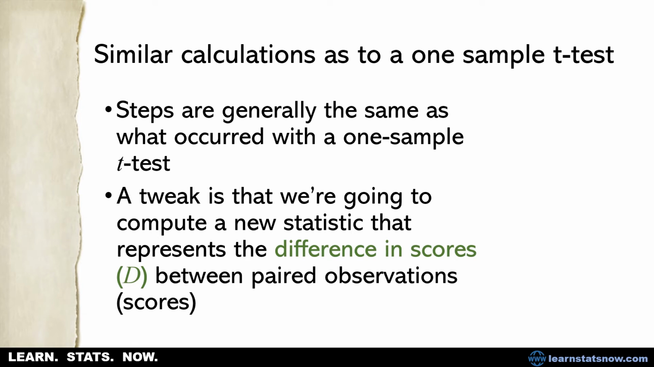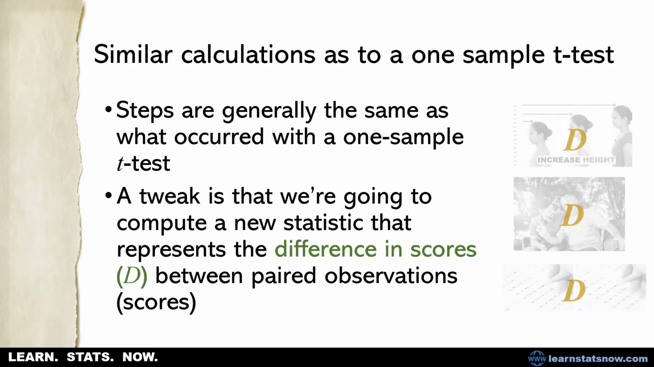So it's a tweak, and the tweak is that we create the D-score. It's called the difference in scores. D stands for difference, and it's just the difference between paired observations of scores. So this is going to be similar to a one sample t-test. Now let's take a look at how it might be different from an independent groups t-test.